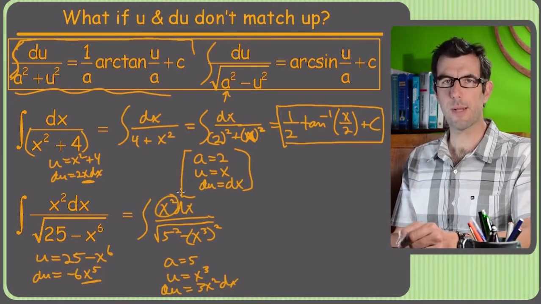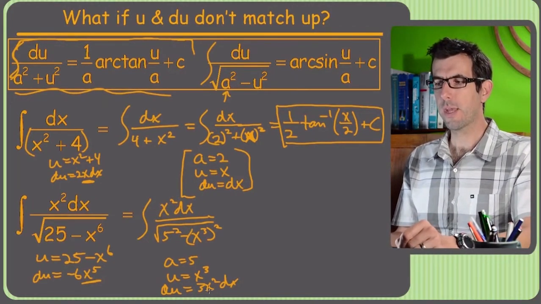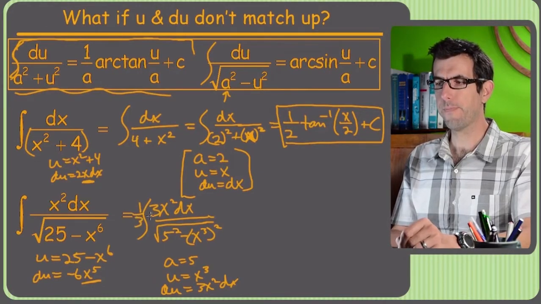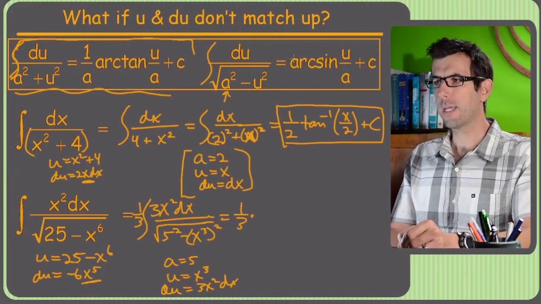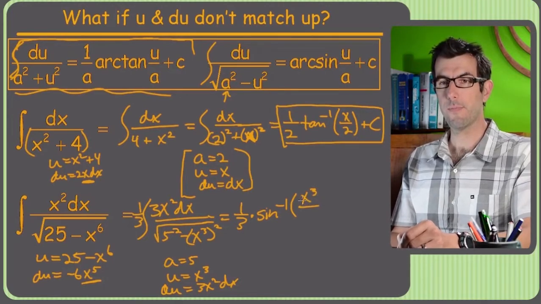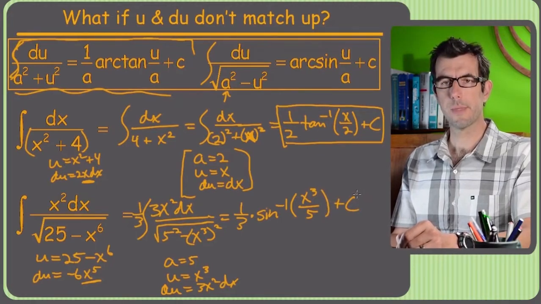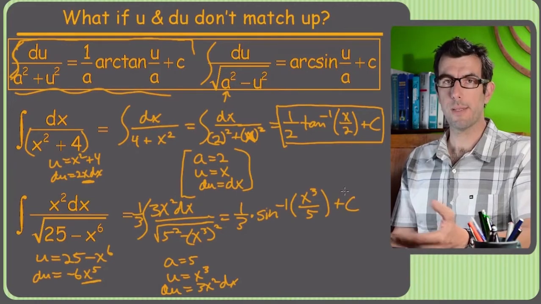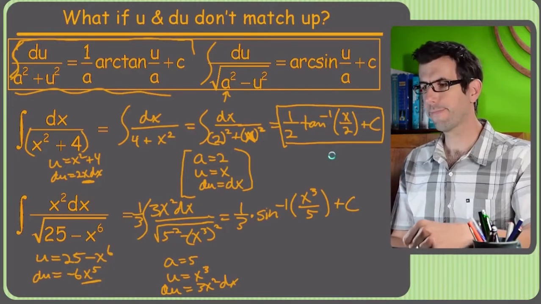Aha, now you see why having an x squared upstairs is not that bad. It actually works out for my inverse sine formula. The only thing I'm missing is a 3, so I need a 3 and a 1/3. Now I've got everything set. My du matches, I'm all good, so I got 1/3 times, now arcsine doesn't have anything out front, so it's just sine minus 1 of u, which is x cubed, over a, which in this case is 5, plus c. So you can see why you want to have that one in your back pocket, ready to pull out on integrals that don't work out right.